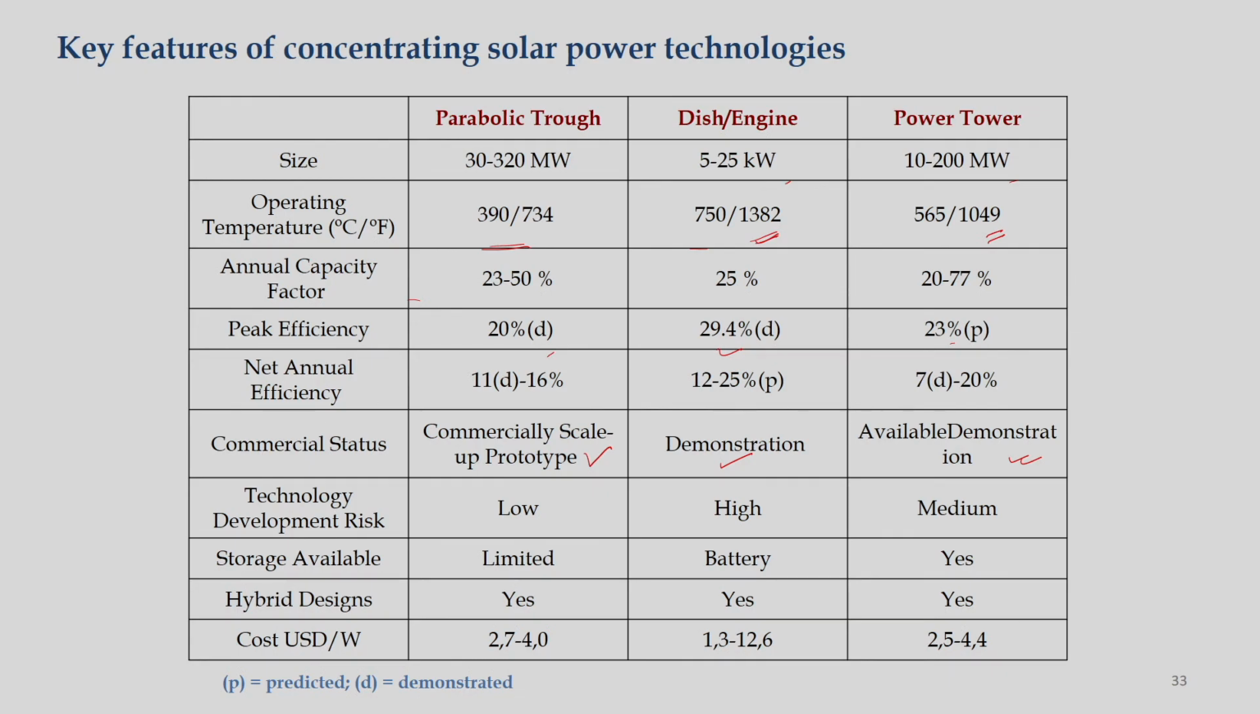And we can hybridize parabolic trough technology with other technologies, and of course power tower can also be done. And cost wise also we can compare. So, cost of this is somewhat higher compared to disk, and of course power tower is also high. So, cost we have to compromise in those cases for generation of electricity by using thermal routes.